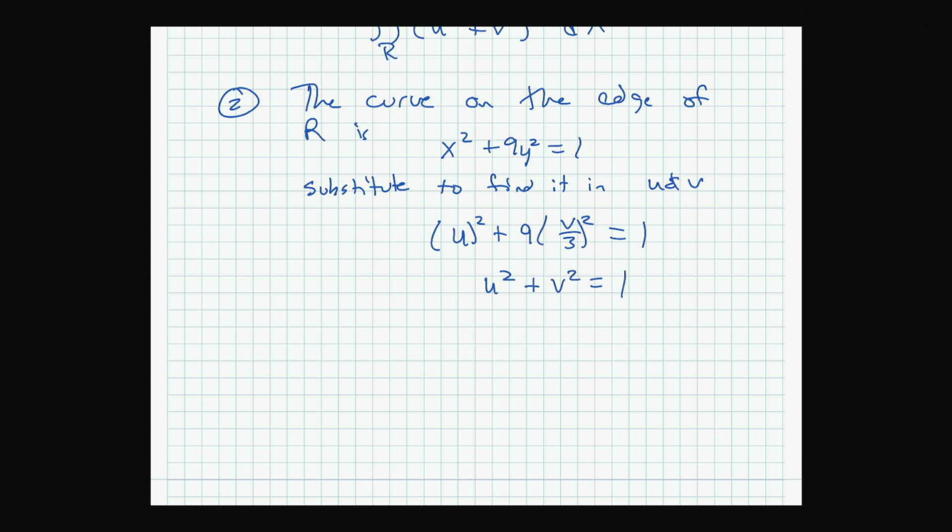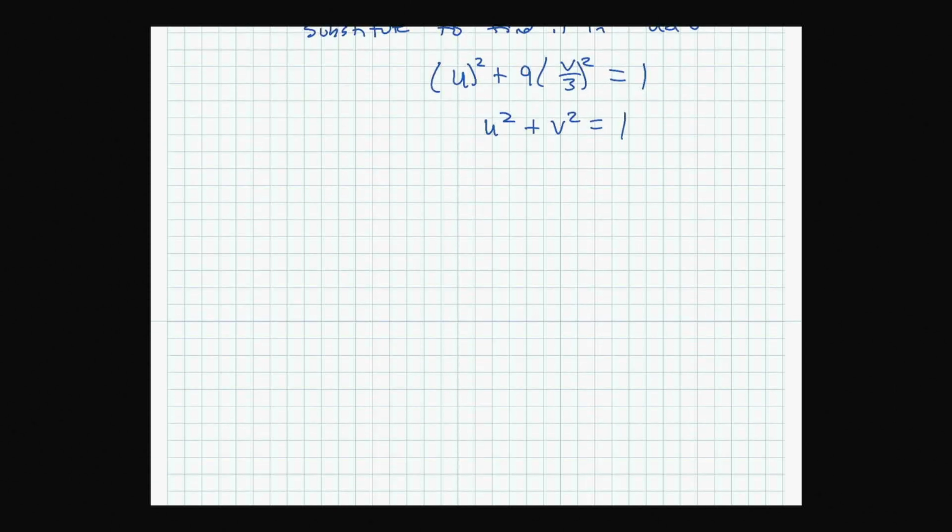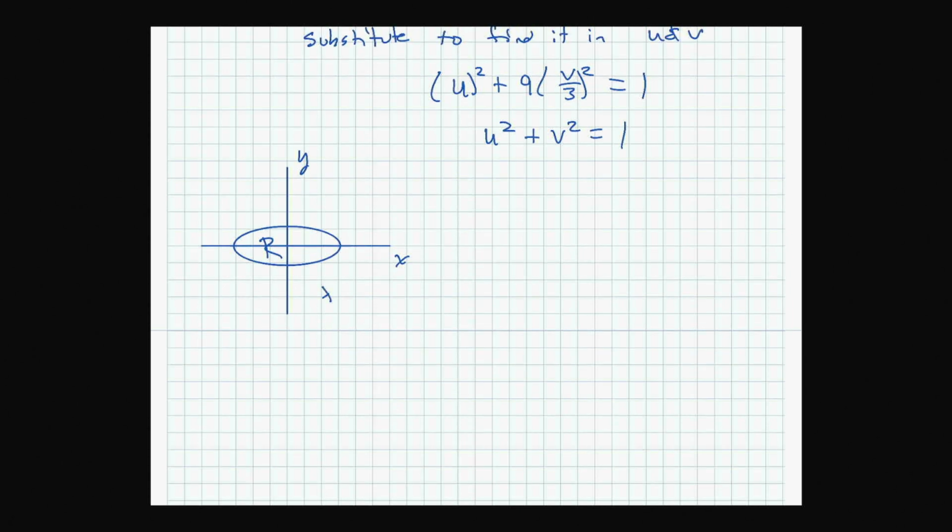Okay, so I just did it, so I did it quicker this time. What that's telling me is this. In the xy plane, which is what we started with, it was like this, right? And you had r like this, and that was whatever we said it was, x squared plus 9y squared equals 1.